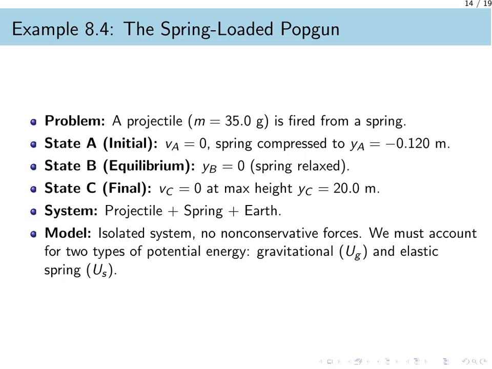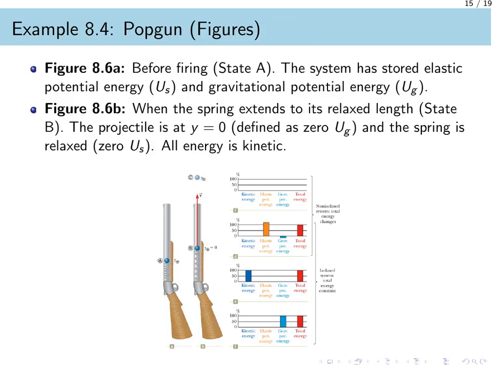For this problem, we will define our system to include the projectile, the spring, and the earth. By neglecting air resistance, we can model this as an isolated system with no non-conservative forces. The key difference here is that we must account for two types of potential energy: gravitational potential energy and elastic spring potential energy. This slide visually explains the energy transformations in the pop gun example.